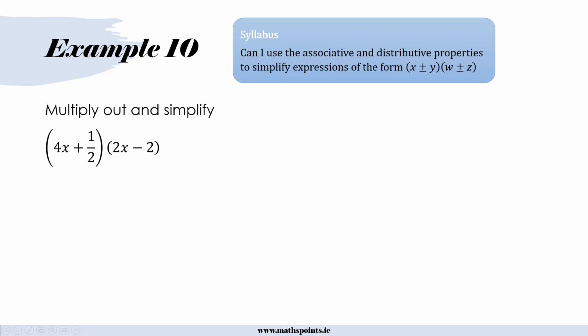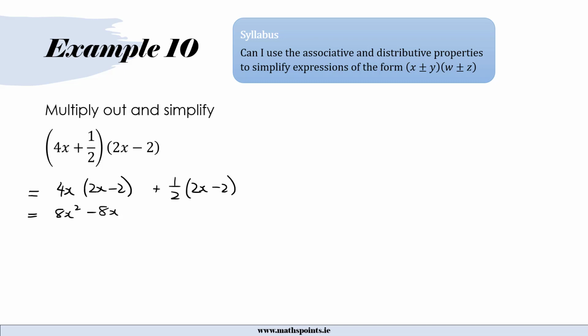Okay, the last example then is just an example where we have a fraction within the bracket, and this again might not be something we'll have seen an awful lot in the past, but it's quite easy to do. We're just going to split up the first bracket, so 4x here, and then we'll put plus a half, the second term of the first bracket, down here. And then we're going to multiply that by 2x minus 2, and then by another 2x minus 2. So I've opened up the first bracket. 4x times 2x, well, that's 8x squared. 4x times minus 2 is minus 8x.